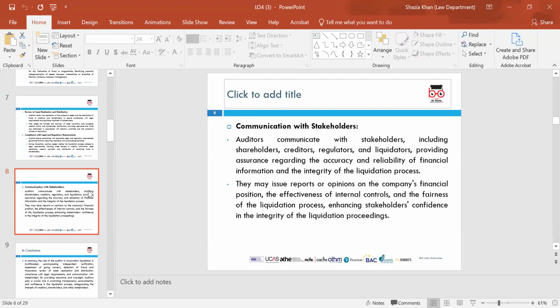Communication with stakeholders. Auditors communicate with stakeholders, including shareholders, creditors, regulators, and liquidators, providing assurance regarding the accuracy and reliability of financial information and the integrity of the liquidation process. They may issue reports or opinions on the company's financial position, the effectiveness of internal controls, and the fairness of the liquidation process, enhancing shareholders' confidence in the integrity of liquidation proceedings.